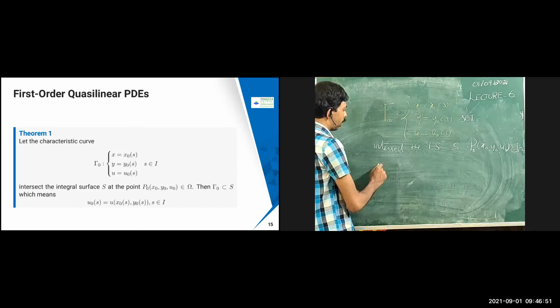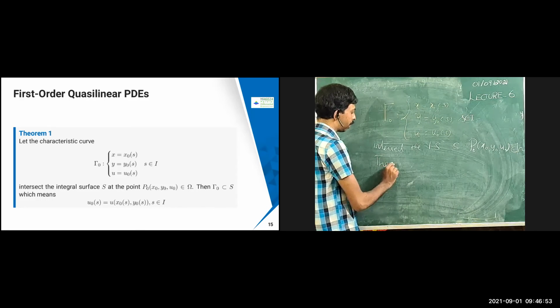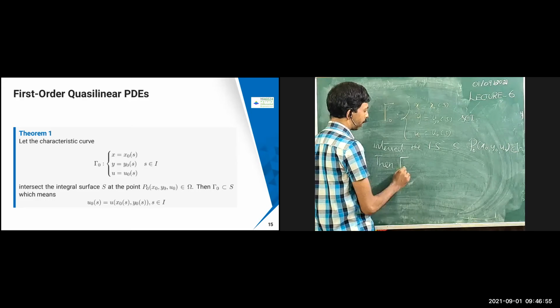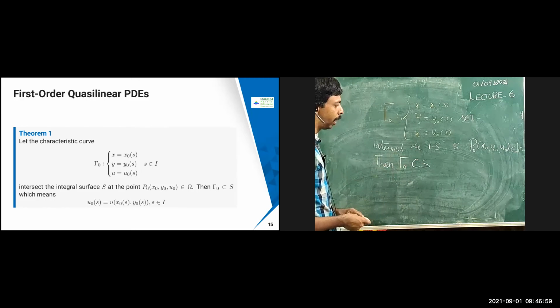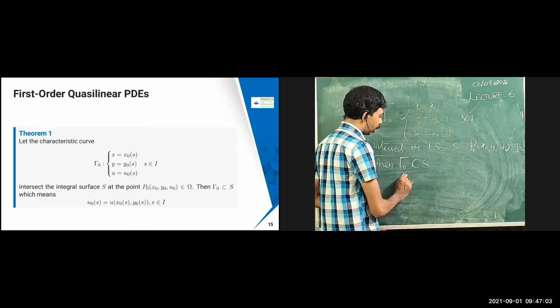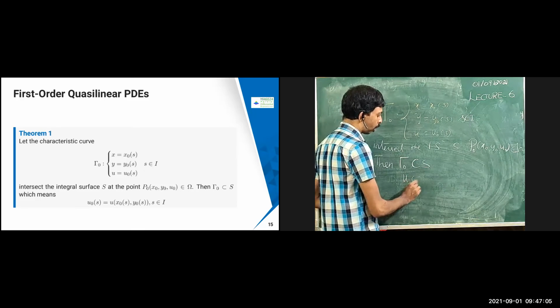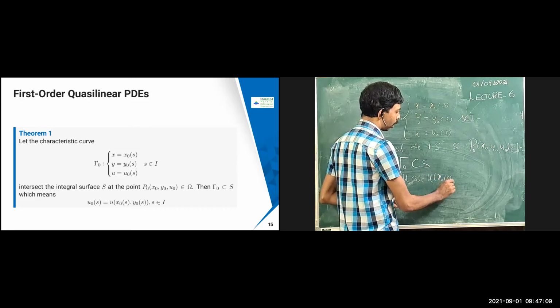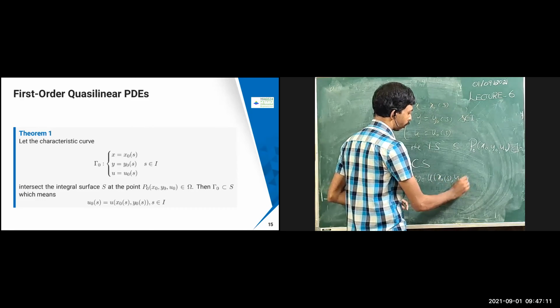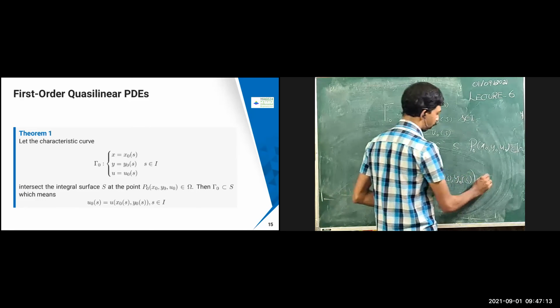Then what this theorem asserts is that gamma naught is going to be a subset of this integral surface. So what does it mean? It means that u naught of s is going to be u of x naught of s comma y naught of s, where s belongs to I.